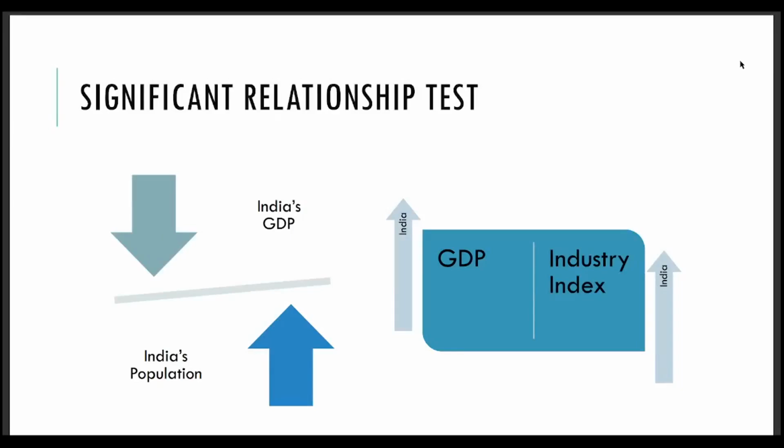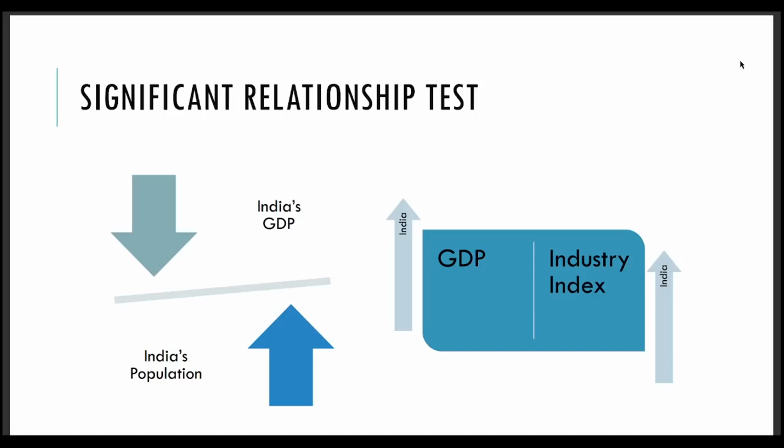So when it comes to a relationship test, it could be either positive or negative. Say for example, as the population increases, India's GDP decreases. It is called a negative relationship. Whereas if the industry growth index of India increases and the GDP of India also increases, that is a positive relationship.